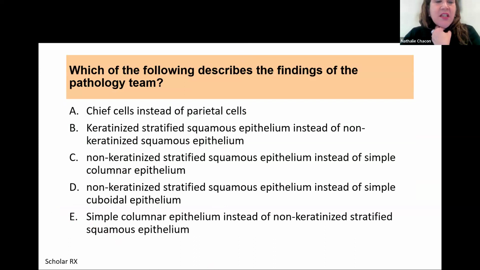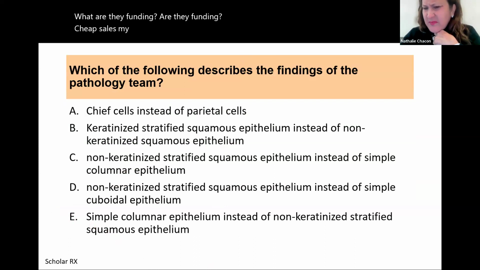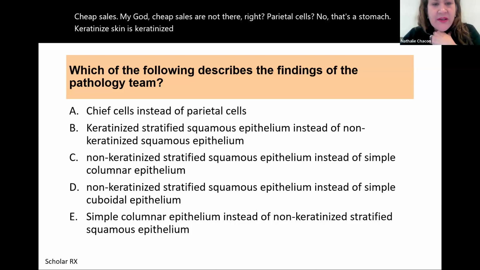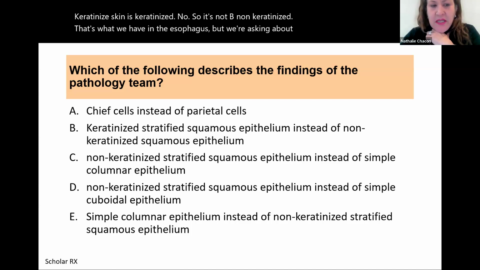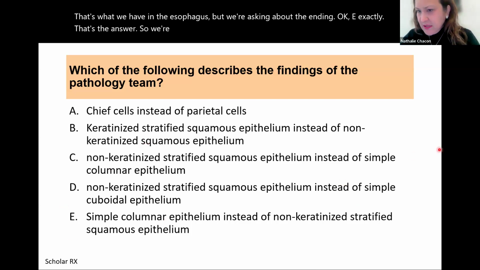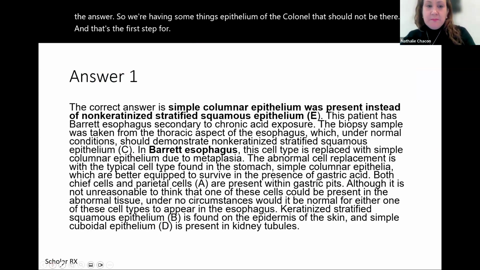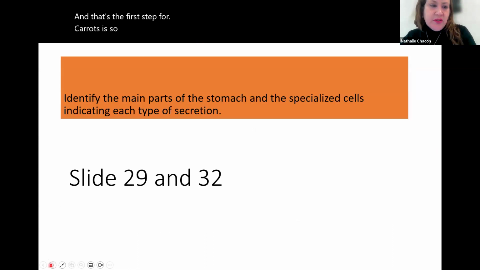What are they finding? Are they finding chief cells? Chief cells are not there, right? Parietal cells, no, that's the stomach. Keratinized, skin is keratinized, so it's not B. Non-keratinized, that's what we have in the esophagus, but we're asking about the ending. Okay, E, exactly. That's the answer. So we have epithelium of the columnar type that should not be there, and that's the first step for Barrett's esophagus. This is the answer. You can review it in your PowerPoint.